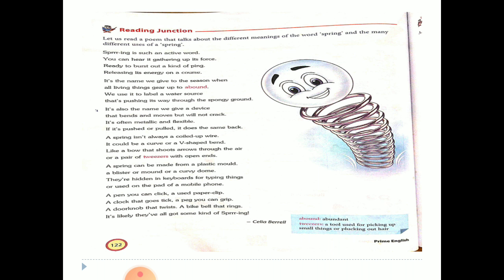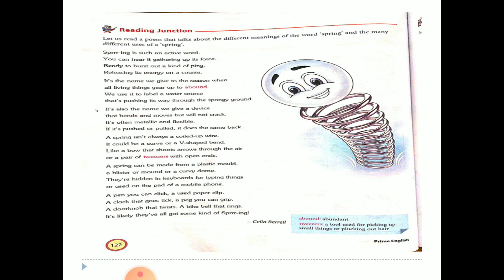Now, in each stanza, student, you have to keep this in mind. In the very first stanza, she is explaining about the activeness of a spring and what the use of a spring is. In the second stanza, the poet is comparing the spring to the season. Now she is describing spring in the form of a season. And in the third stanza, she is explaining spring as a device. Now let's come to the fourth stanza.